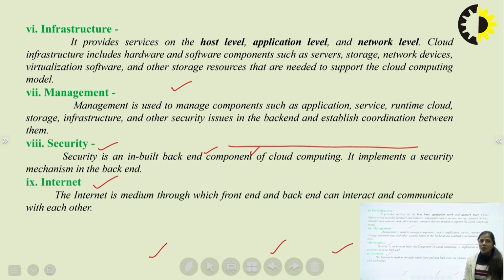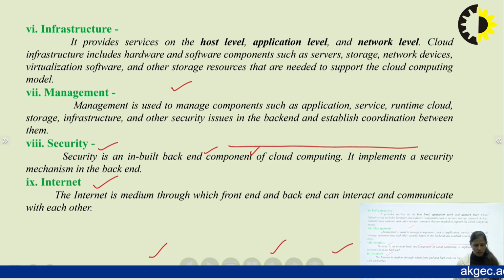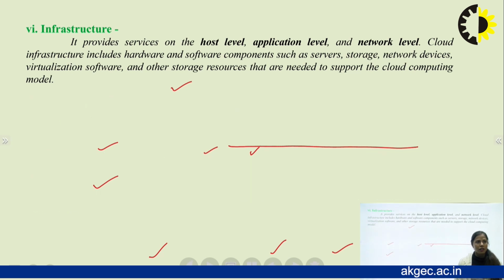Then the main component is the internet. The internet is a medium through which the front end and the back end components can interact with each other. So this is a very important factor in this cloud computing architecture. Once we go through the architecture one last time.